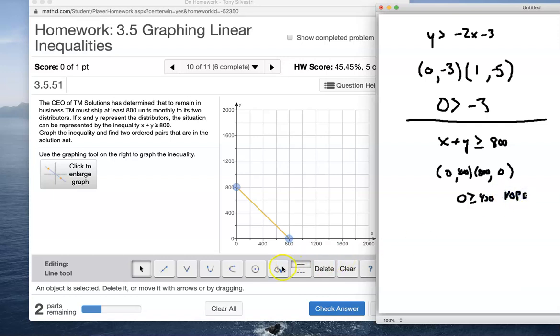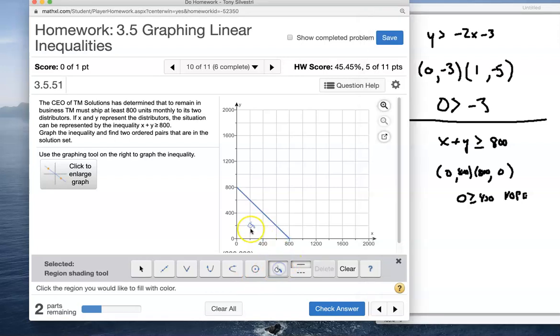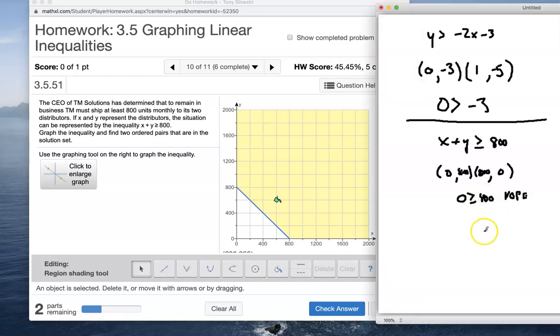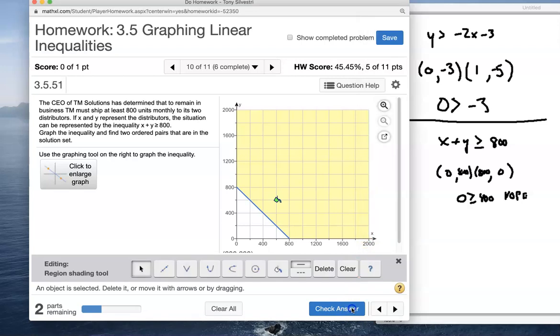So what you do is you take your paint can, don't shade that region because that region contains the 0, 0. And that region we just showed can't work. You got to go up, up. Shade that region, the opposite region. That's an 800, looks like. Yeah, that's an 800. Check your answer.